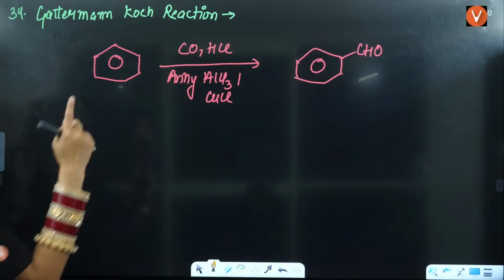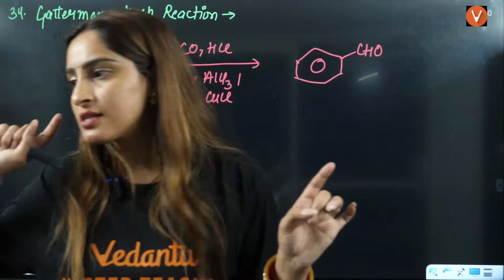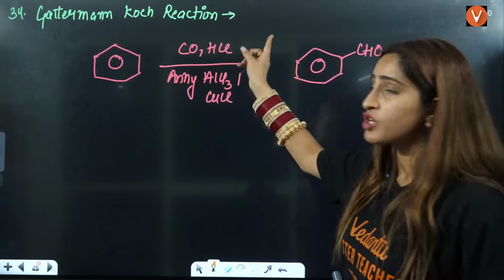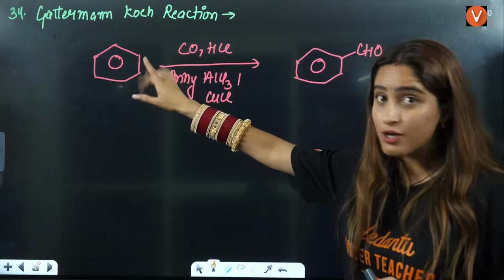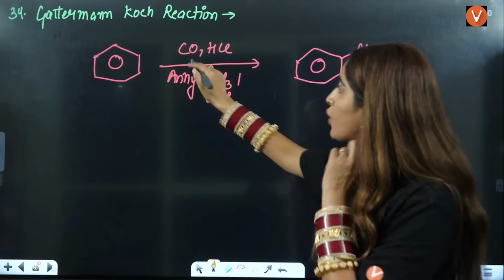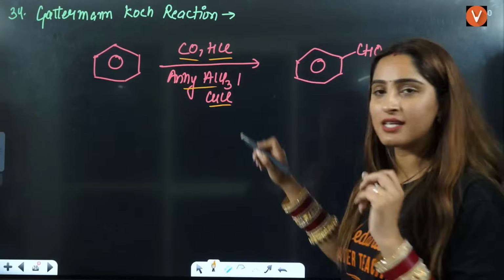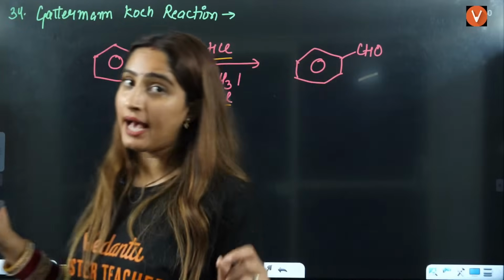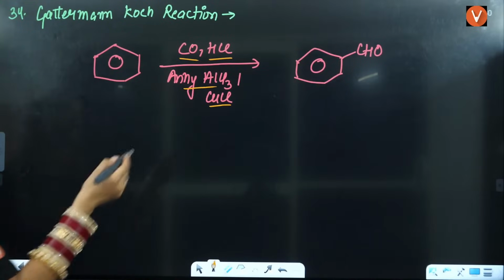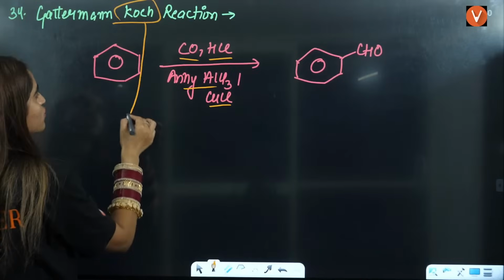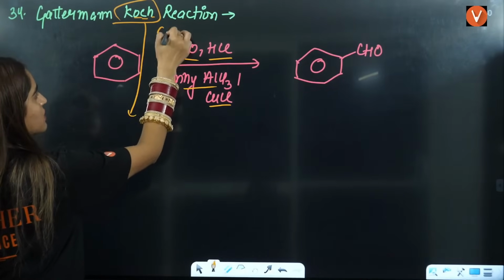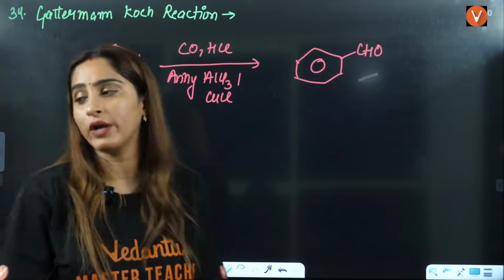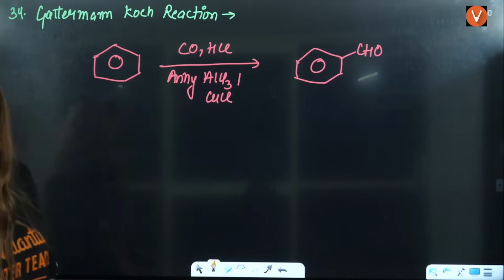And Gattermann-Koch reaction. Gattermann reaction is a different reaction. In the Gattermann-Koch reaction, we use benzene, not toluene. Here we use CO, HCl, anhydrous AlCl3 or CuCl, and this is directly converted to benzaldehyde. How can you remember this? This is Koch, so this is CHO. From this you can remember that in the Gattermann-Koch reaction we convert it into benzaldehyde.